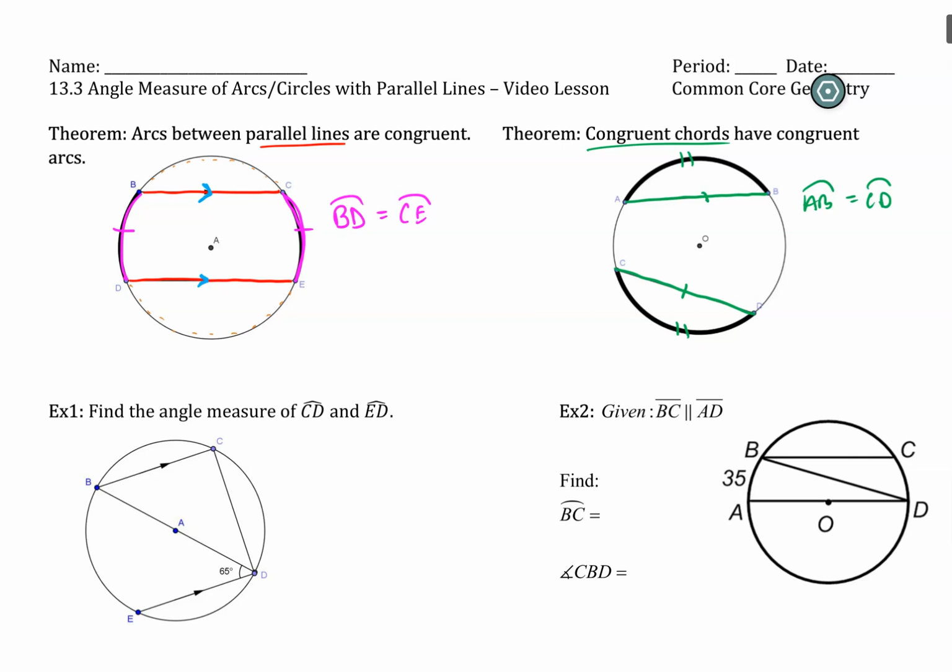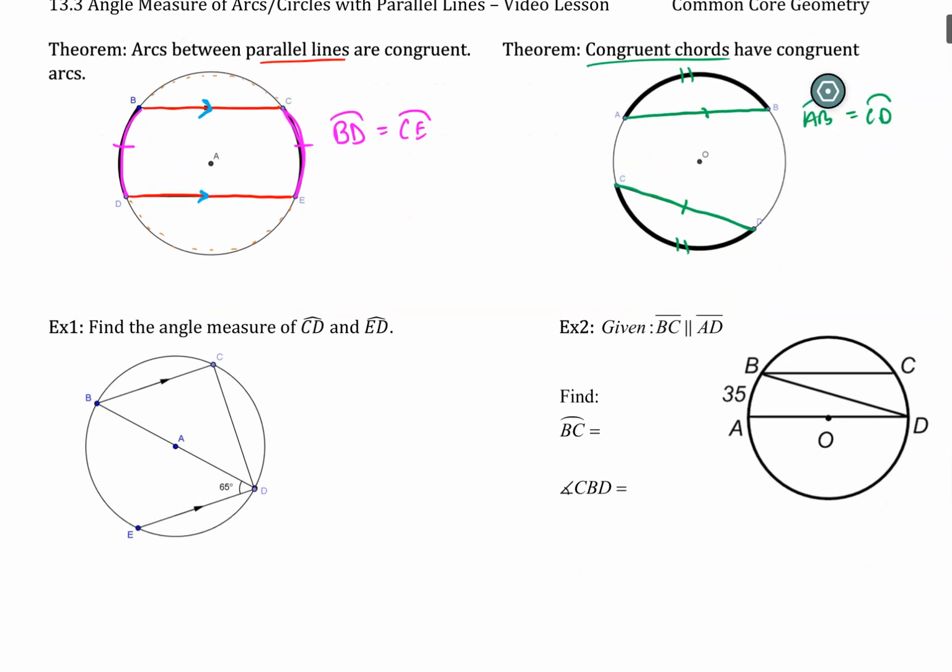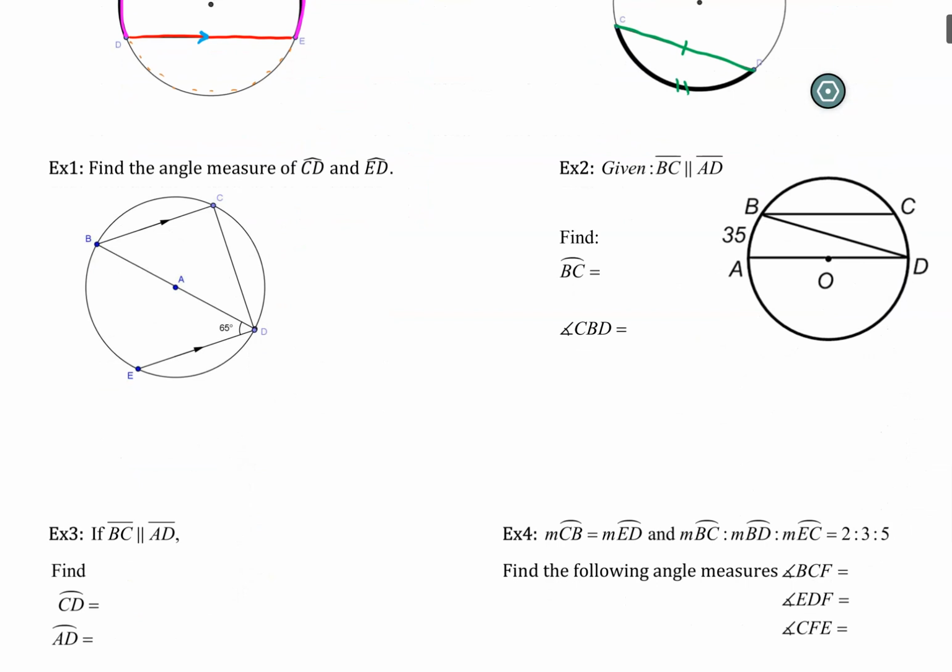If those are in fact congruent, then yes, those would be equal arcs, but they do not have to be just because they're parallel. And the same thing, just because they're congruent chords does not mean that they have to be parallel. They're two separate things. It is possible for them to happen at the same time, but it is not a guarantee and does not have to be.